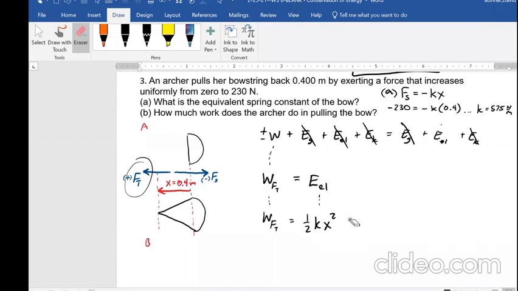Okay, so this is going to end up giving me then work done by force tension equal to 46 joules.